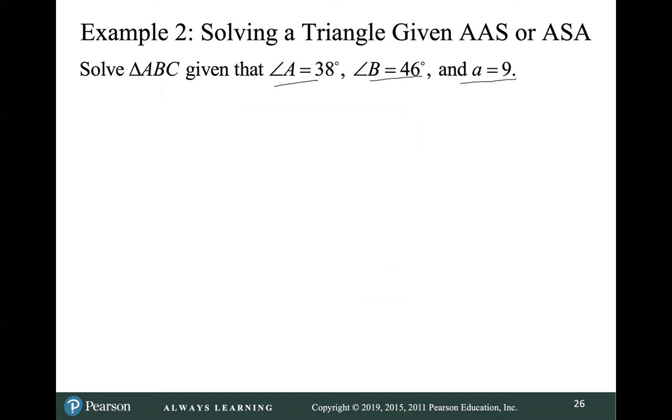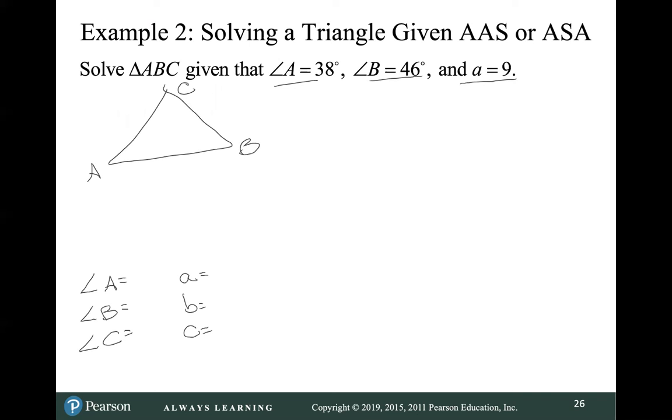To solve a triangle, just like it was in geometry, that means I want to find all 6 values of the triangle. That is 3 angles and 3 side lengths. The capital letters always mean the angles. The lowercase letters always mean the side lengths. So I'm going to draw a triangle. And again, this is a sketch. It's not to scale. A, B, C.